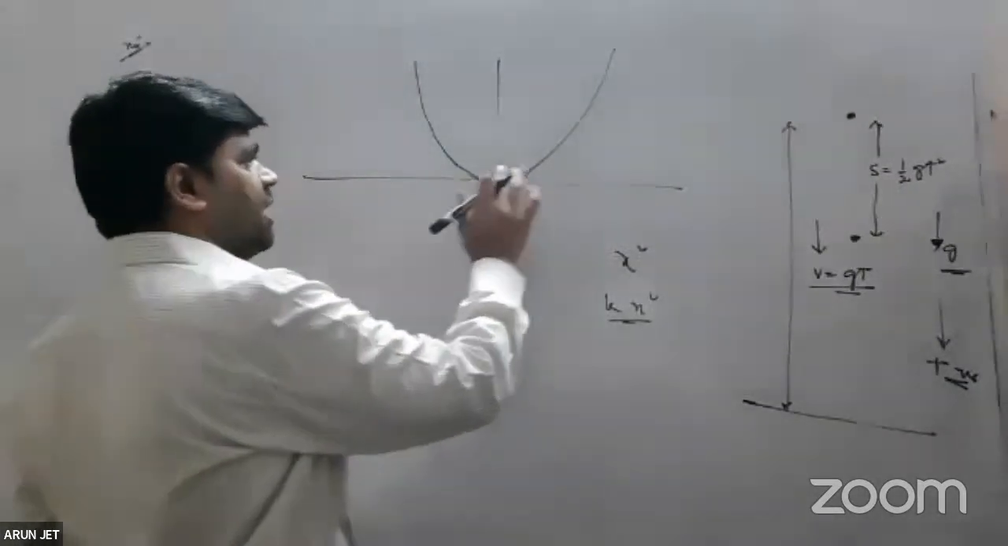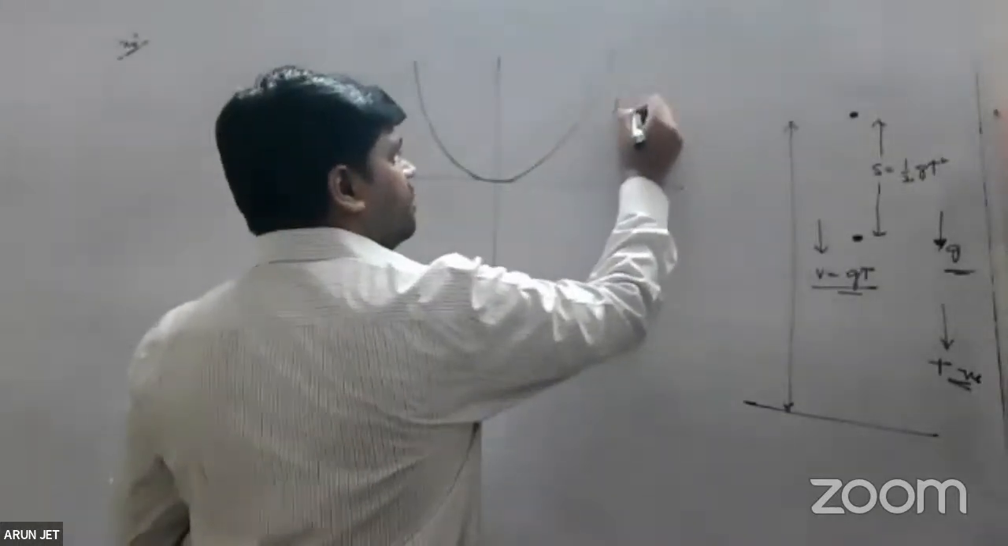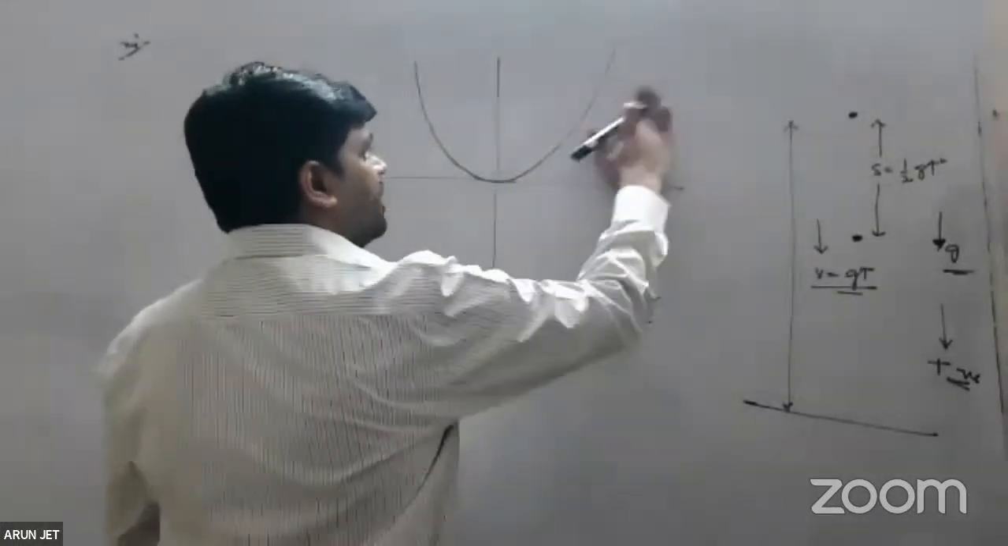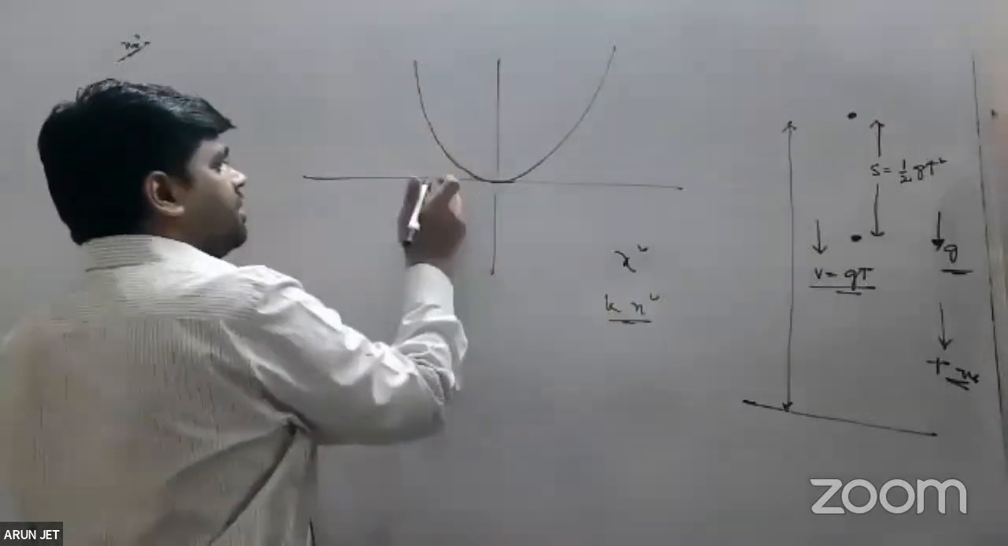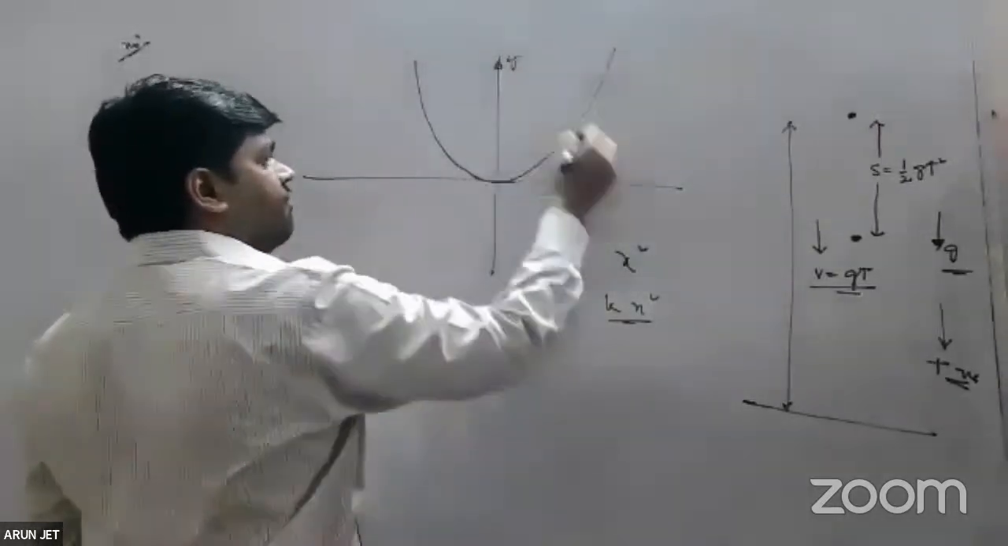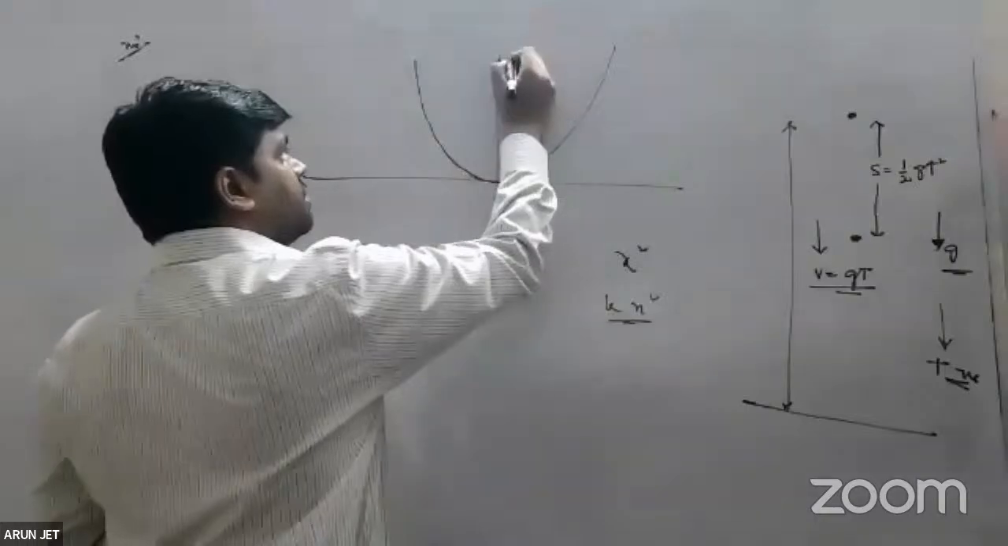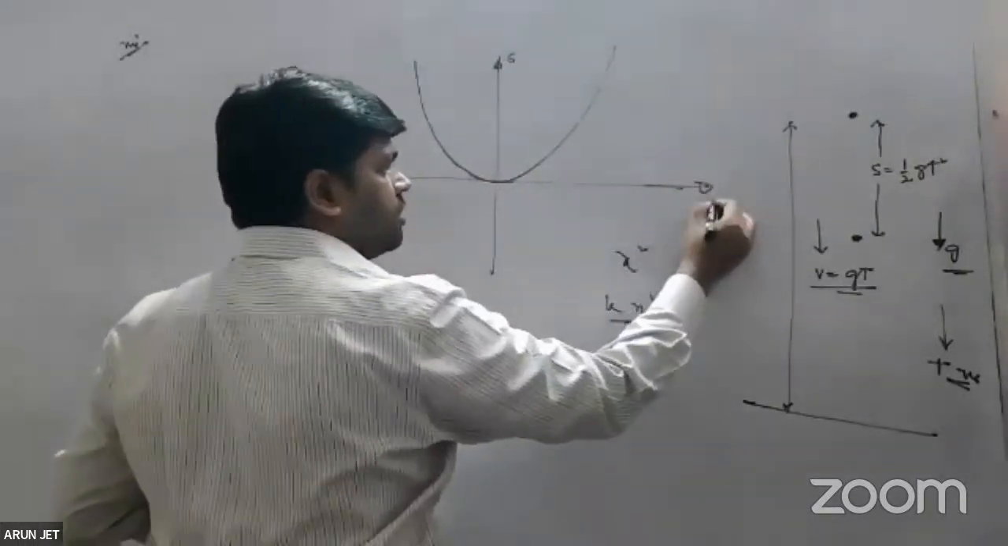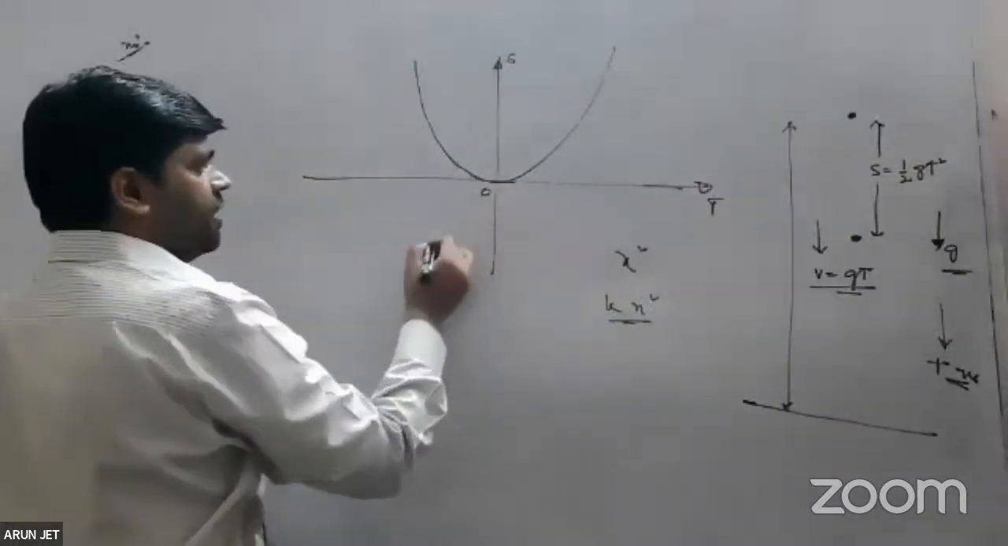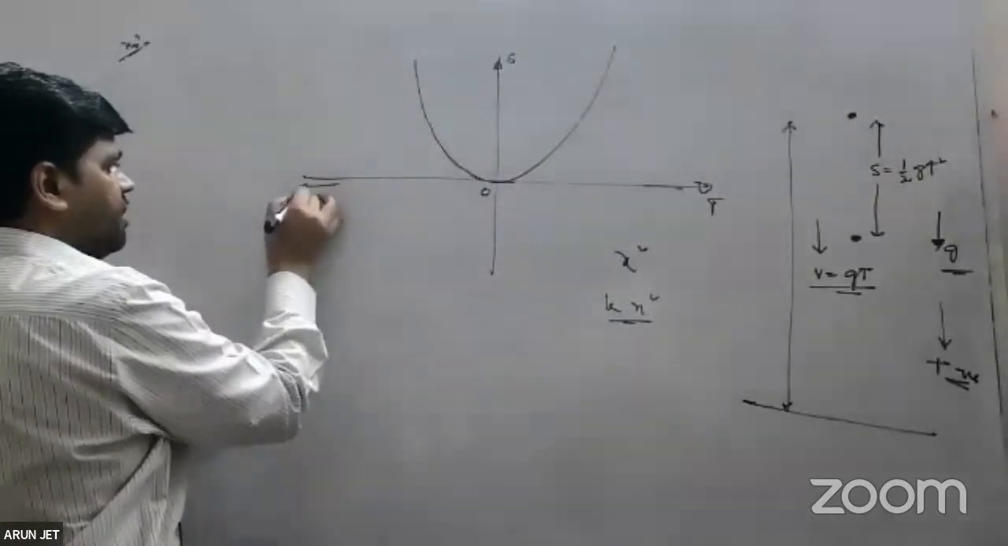So this is my s equals ut plus half at square, which is s equals half gt square. Now, sorry, this is s. This is t, this is the origin, this is negative t.